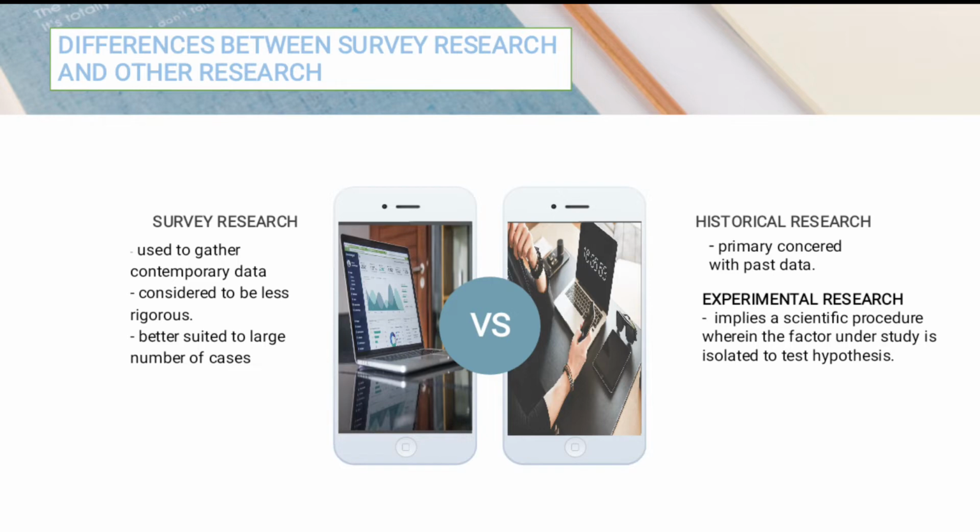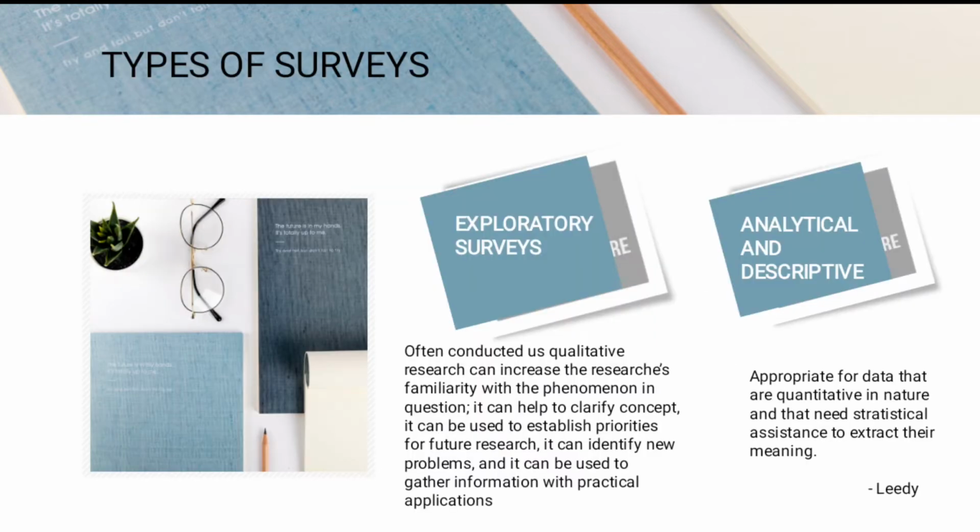Survey research is used to gather contemporary data, is considered to be less rigorous, and is better suited to a large number of cases, while historical research is primarily concerned with past data, and experimental research implies a scientific procedure wherein the factor under study is isolated to test a hypothesis. Here are some types of surveys: the exploratory surveys and analytical and descriptive.